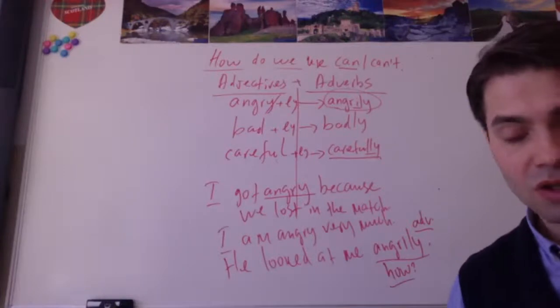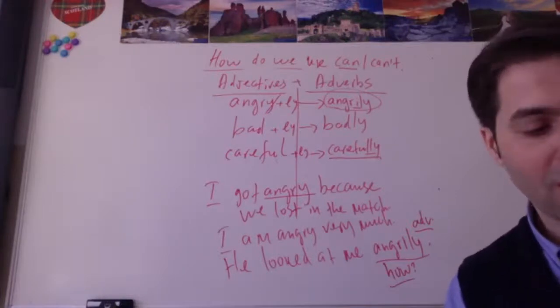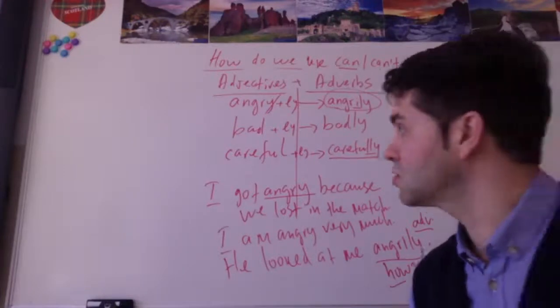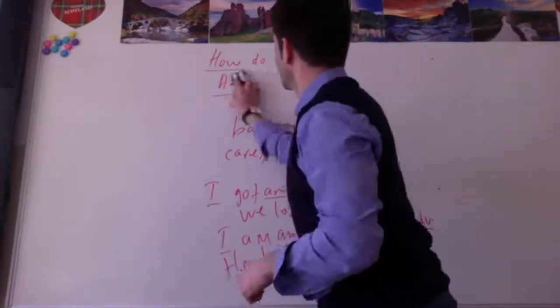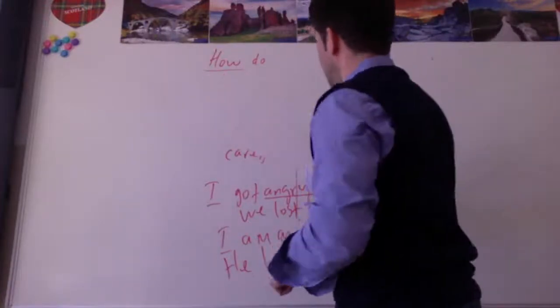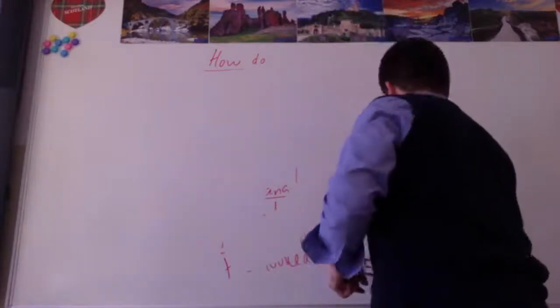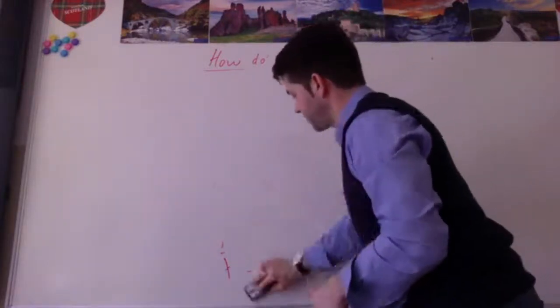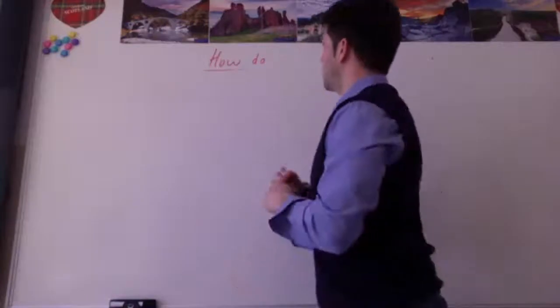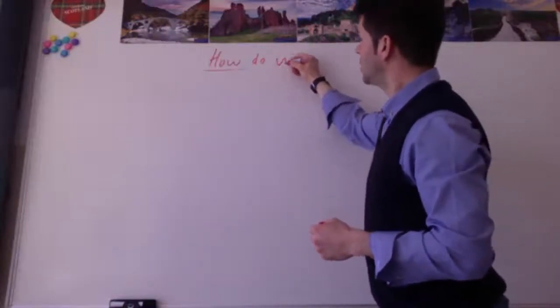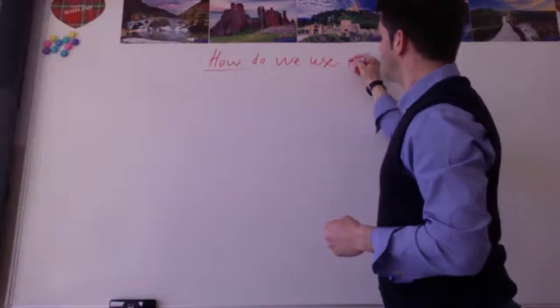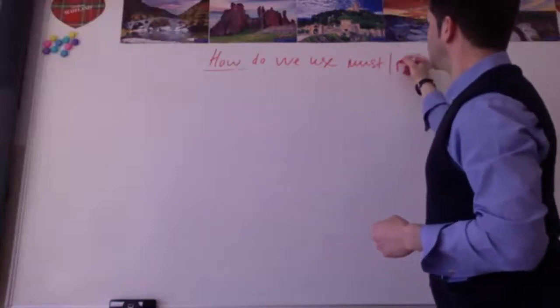Okay, good. So we go to unit 7C now, which is must and mustn't rules. I'll clean the board. It will be short again, and we'll finish for today. So how do we use must or mustn't?